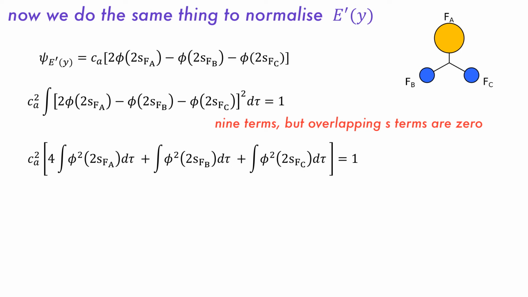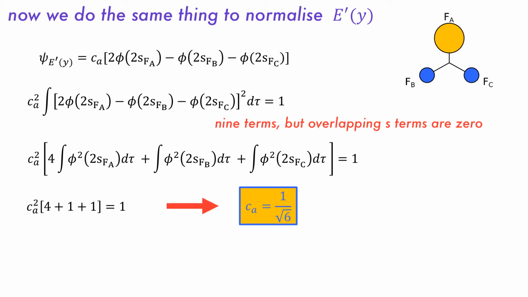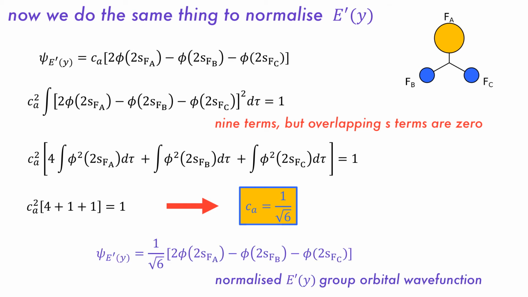Then we have a sum of 3 terms with each atomic orbital integral being equal to 1, which gives us that Ca squared times 4 plus 1 plus 1 is equal to 1, which can be simplified to give Ca is equal to 1 over the square root of 6. Which then gives us the normalized molecular wave function for E'y.